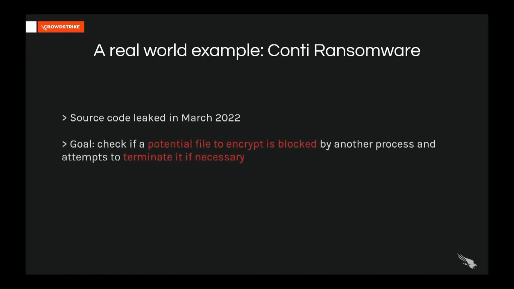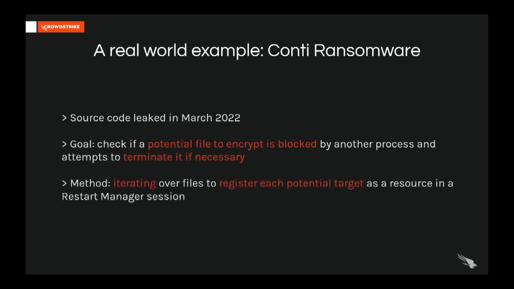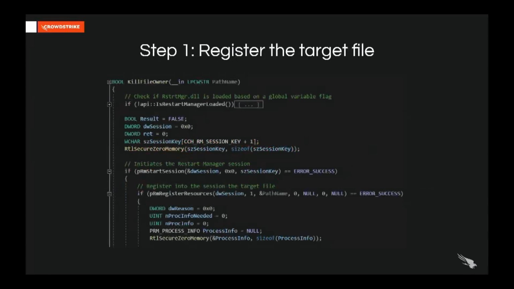Their goal was to check, prior to encrypting a target file, that no other process in the system would prevent them from doing so, and this way optimize the amount of damage made for one victim, optimizing the number of files that will be encrypted. And to do that, they iterate over all the files of a system, register each potential target in a Restart Manager session, and if there were any affected applications, attempted to terminate them. They implement this in a function called killFileOwner that was taking as argument a file path and file name.